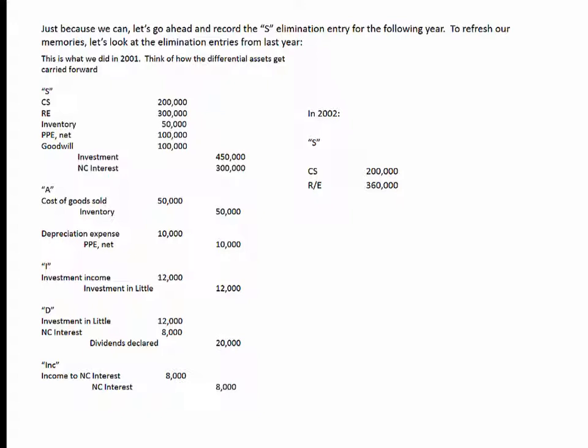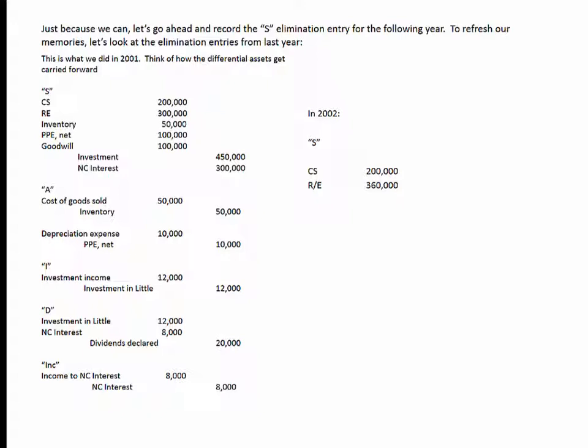So in 2002, again, first we're going to eliminate the subsidiary's beginning of year owner's equity accounts. Common stock is still $200,000. Little's retained earnings is now up to $360,000. Recall that last year retained earnings was $300,000. They had $80,000 in income. They paid out $20,000 in dividends, so their retained earnings was up to $360,000.